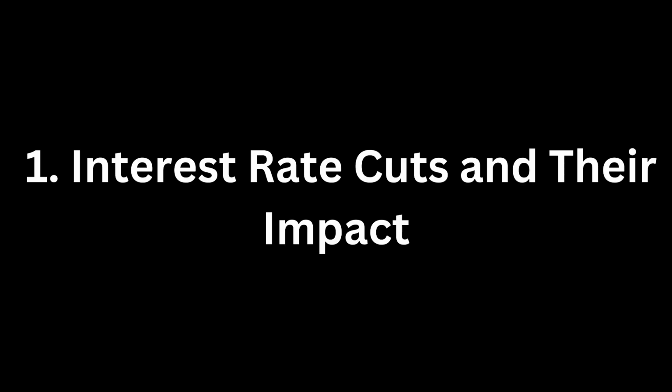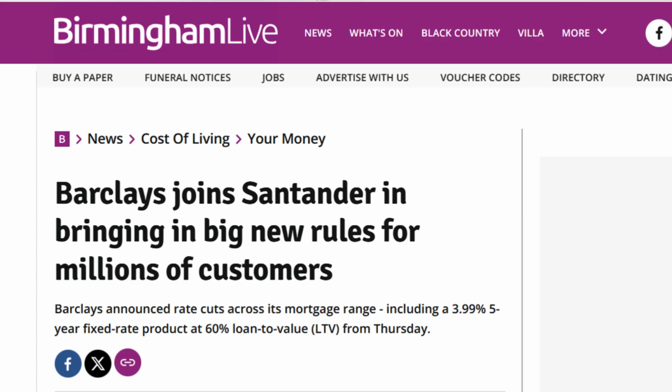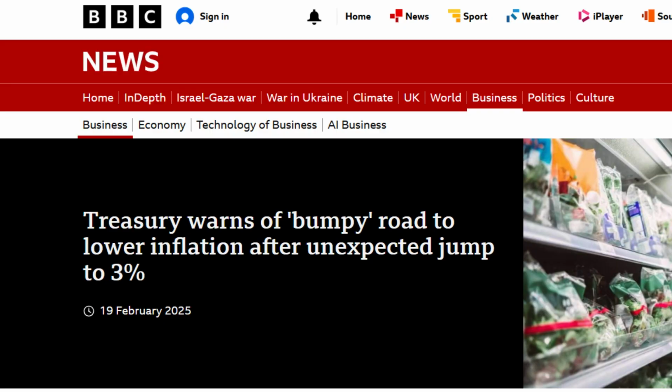Now let's look into the current mortgage trends and news in February 2025. The Bank of England has reduced its base rate to 4.5%, its third cut in 6 months. This is welcome news for borrowers, as some lenders have responded by offering mortgage deals under 4% for buyers with large deposits. However, inflation remains a concern. The UK's inflation rate rose to 3% in January, exceeding the bank's 2% target. If inflation persists, the bank may slow further rate cuts, which could impact future mortgage rates.